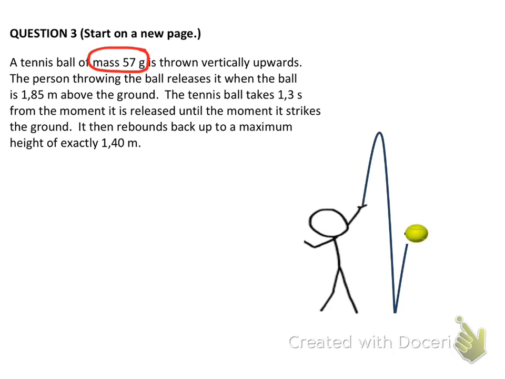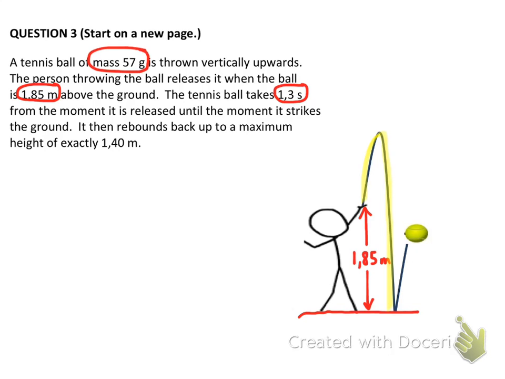Firstly, the mass is given as 57 grams. Just flag that, because if we use it, our SI unit for mass is kilograms, and so we'd need to change there. It releases the ball 1.85 meters above the ground, so that distance between the hand and the ground is 1.85 meters. Notice that's distance. If we're going to use the vector quantity of displacement, then we're going to need to be really careful about whether it's positive or negative. We'll get back to that.